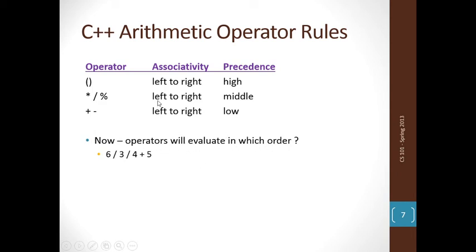As we have already discussed, division operator has associativity left to right. Similarly, plus operator has associativity left to right. So we will evaluate them from left to right. We will divide 6 divided by 3, then 2 over 4, which will be 0.5, plus 5, that will be 5.5. So we will evaluate this expression from left to right because associativity is left to right.